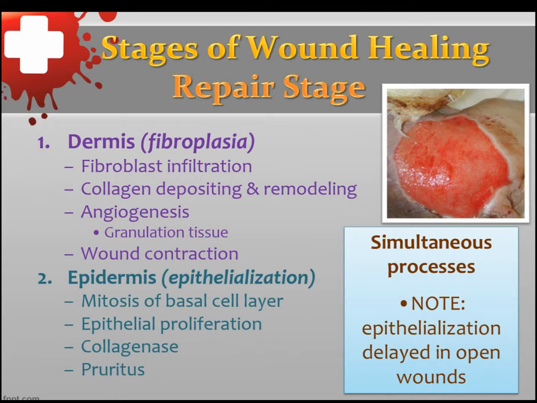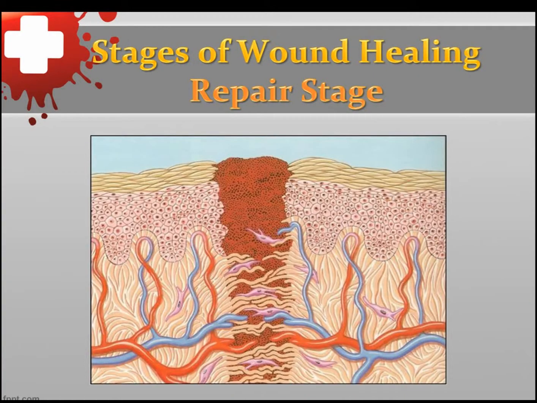Peak repair is happening in a wound from about day 5 to day 21. This is when the highest number of fibroblasts are present at the repair site. The debridement stage and repair stage all occur under the scab if there is one.